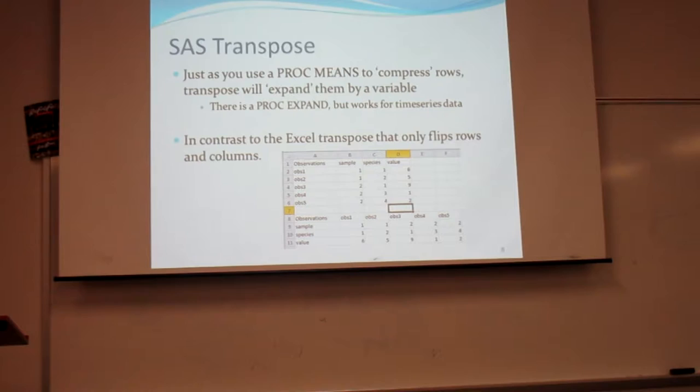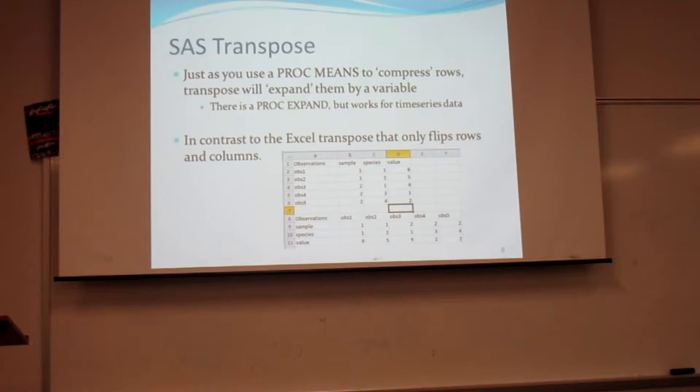So I took the same table and did a transpose in Excel. The way to do it is you just select it, do a paste, and in the paste you can say transpose. All it does is flip my rows and columns. But it didn't do what Paul wants it to do, which is actually expand the set.